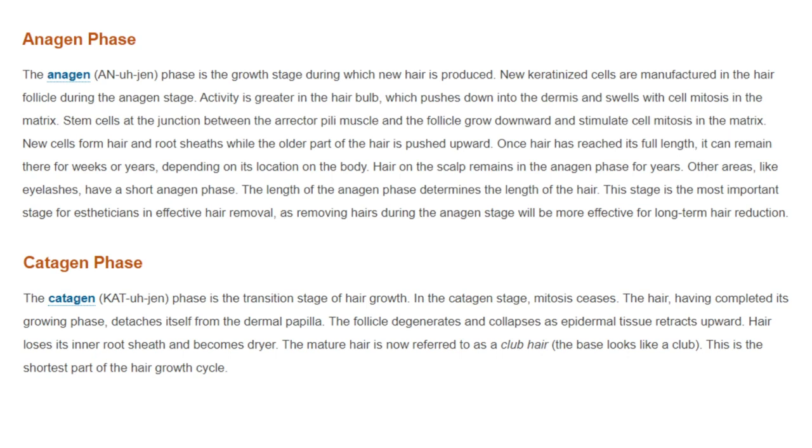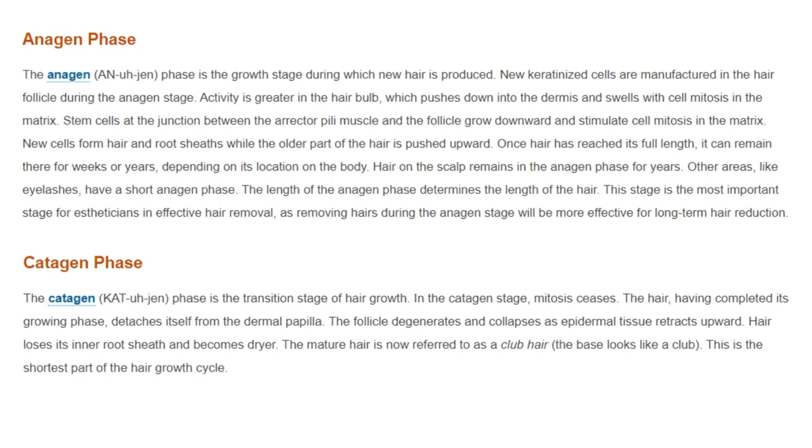Once hair has reached its full length, it can remain there for weeks or years, depending on its location on the body. Hair on the scalp remains in the anagen phase for years. Other areas, like eyelashes, have a short anagen phase. The length of the anagen phase determines the length of the hair. This stage is the most important stage for estheticians in effective hair removal, as removing hairs during the anagen stage will be more effective for long-term hair reduction.